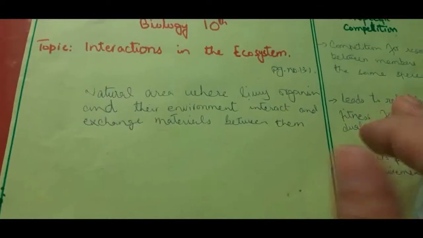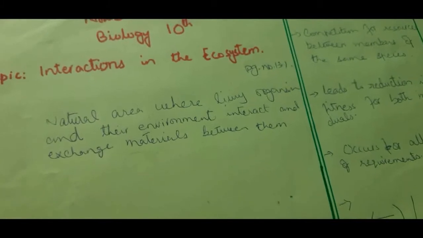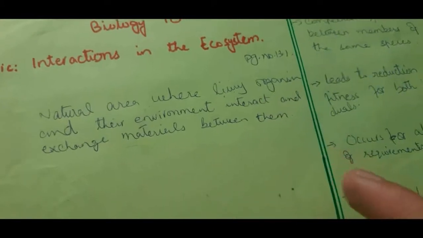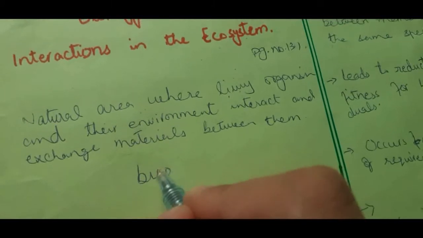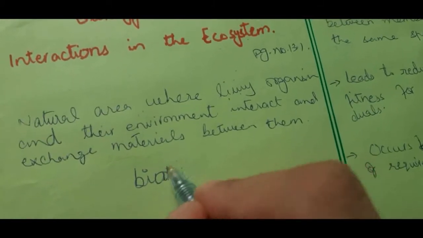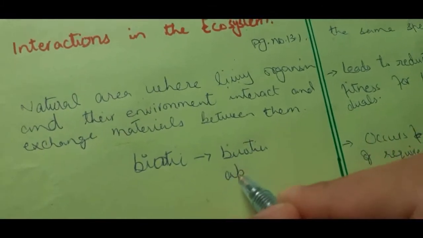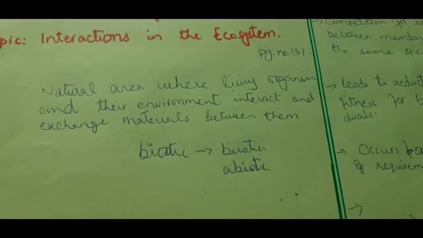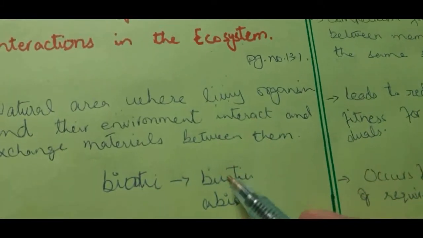So what is an ecosystem? Ecosystem is the natural area where living organisms and their environment interact and exchange materials between them. It's important for the living organisms to depend on each other. Each other means that all the biotic factors depend on the biotic factors as well as the abiotic factors. How do they depend on biotic factors? Do you have any idea? That is the interaction. Biotic with biotic factors, it's the interaction.